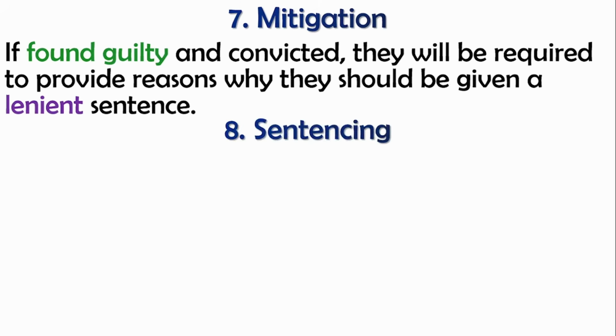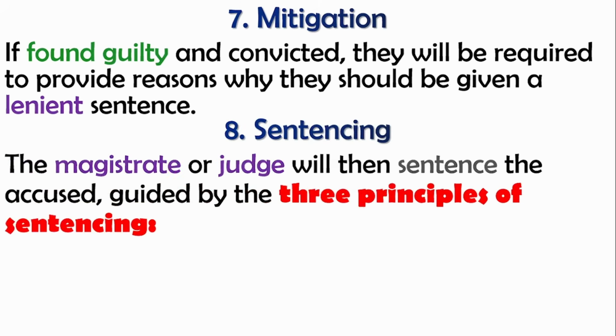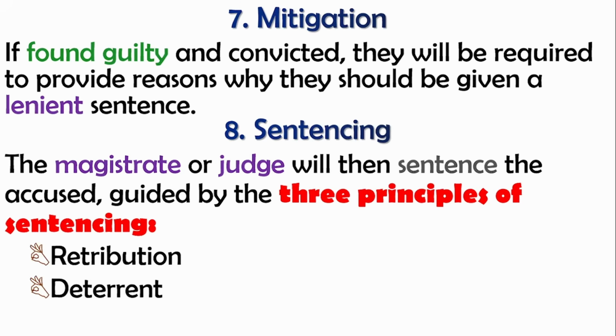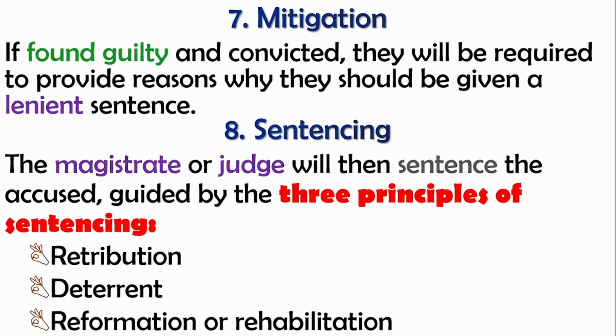Then we have the eighth one, which is sentencing. Under sentencing, the magistrate or judge will then sentence the accused, and they will be guided by the three principles of sentencing. The first one is retribution. The second one is deterrent, and the last one is reformation or rehabilitation. I am going to look at sentencing in a separate video because there are a number of things that we also need to know about sentencing, as in looking at the types of sentences. But for now, these are the three principles that are going to guide sentencing: retribution, deterrent, reformation, or rehabilitation.